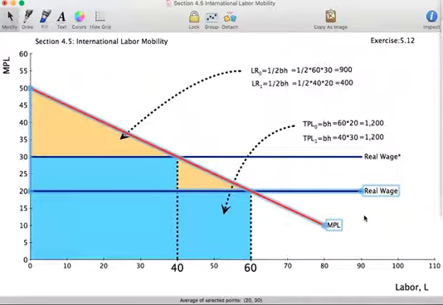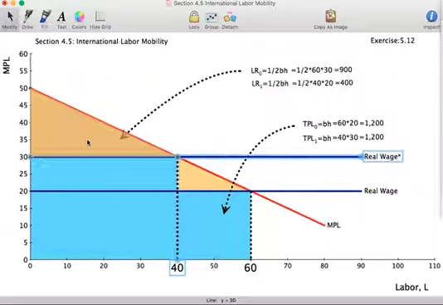Then all you do is you draw in a new real wage rate that reflects the change that is described. Here I told you that there was a $10 increase in the real wage rate. So that will give us a new equilibrium labor level. And once we get that, we calculate the area of this, which gives us the new land rents. We calculate the area of this, which gives us the new total payments to labor, and we subtract those from the original amounts to calculate what the changes in the land rents and the changes in the total payments to labor. So hopefully this is helpful.